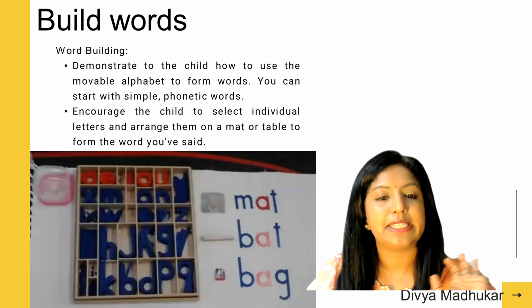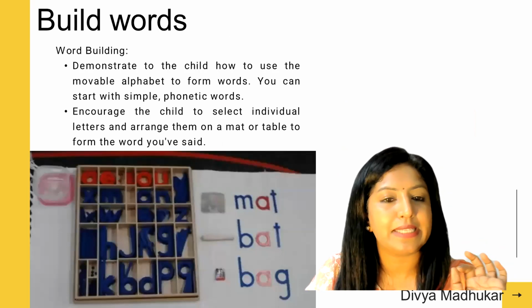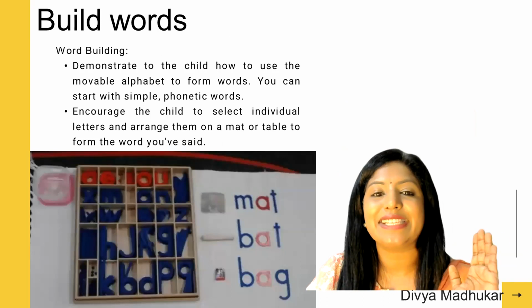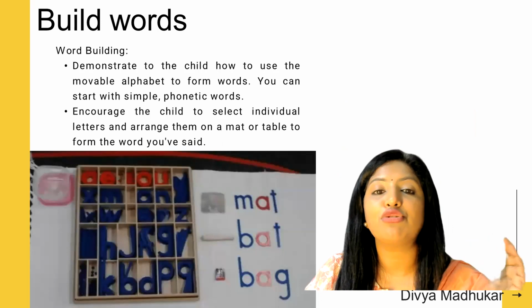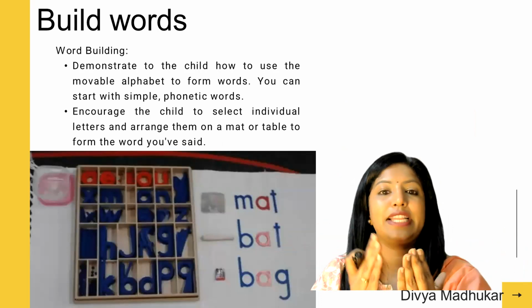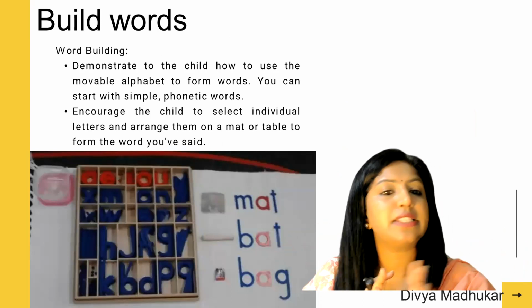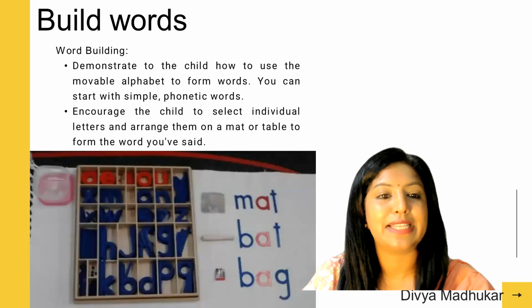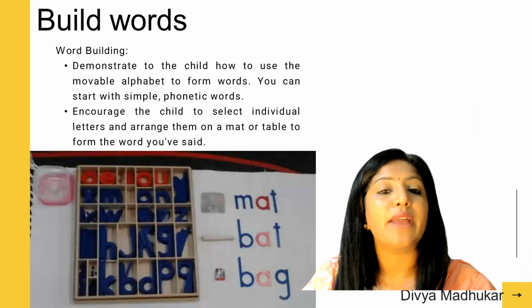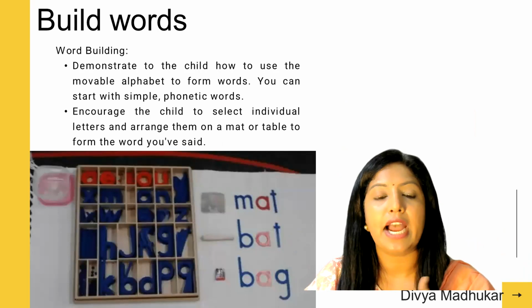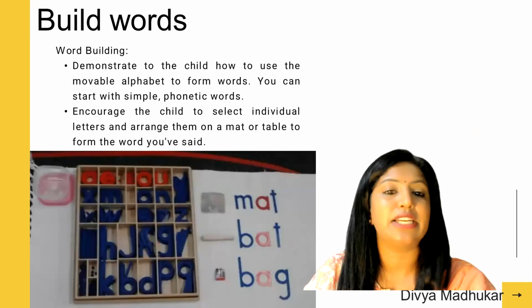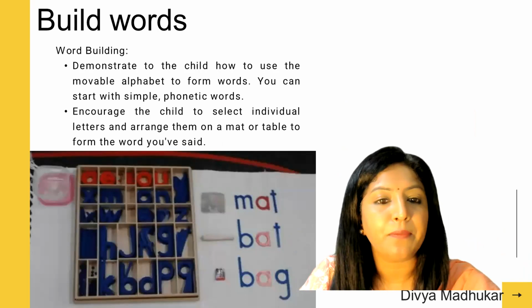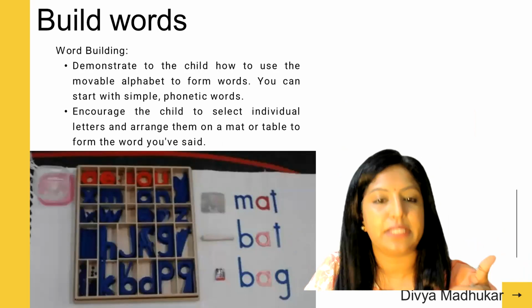Now, what is my first exercise here? As soon as the child has learned the letters, the child starts to learn to blend those letters to form words. The first thing I would use this for is to build words. I would demonstrate to the child how we can form words, and we encourage the children to select different letters when they are working. So building words is my first exercise.